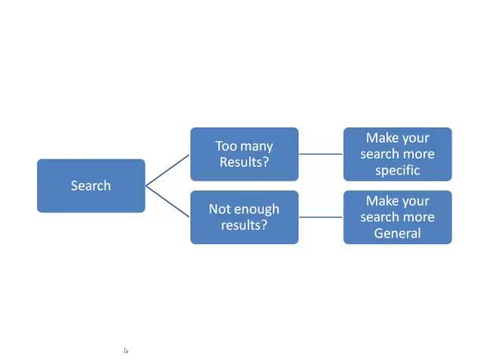When you do a search, whether it's on Google, Google Scholar, Discover, you'll normally get one of two outcomes. You'll either get far too many results, so you'll need to make your search more specific, or you just don't get enough at all, or occasionally none, and then you'll need to make your search more general. And in order to do this, you can combine your keywords to help you get the best results.